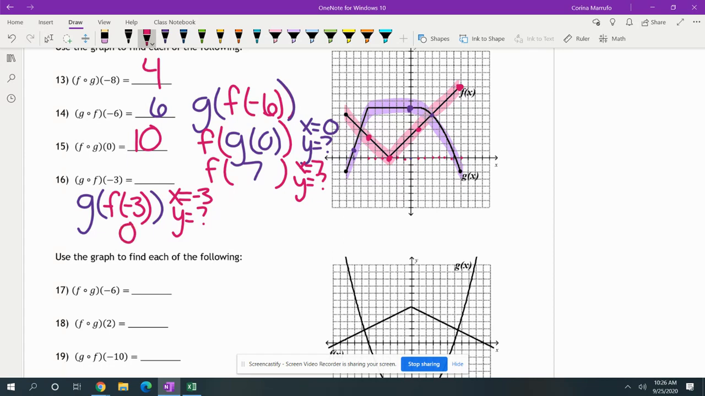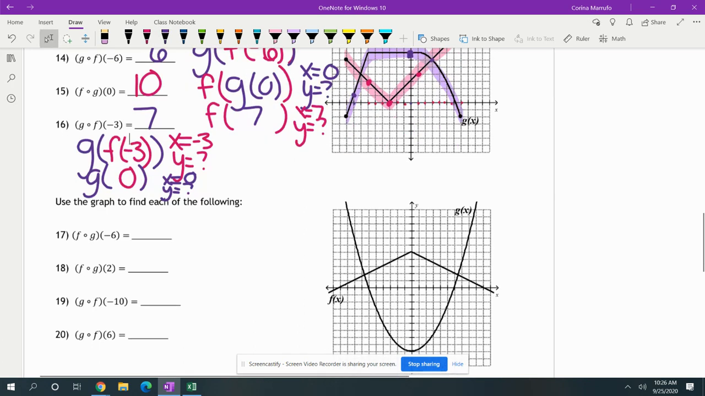So that means that we are looking for g of 0. Okay, so when x equals 0, what is my y value? So here we're going to look up 0 on our g function. So when x is 0, my y value is up here, and that is 1, 2, 3, 4, 5, 6, 7. So it is 7. And that's it.